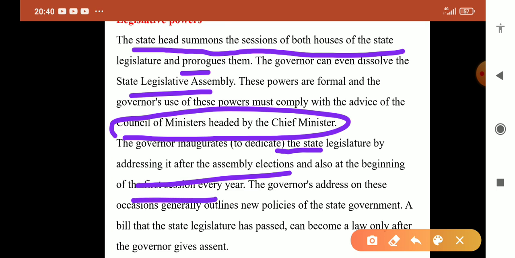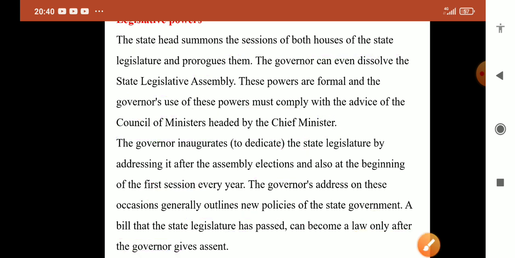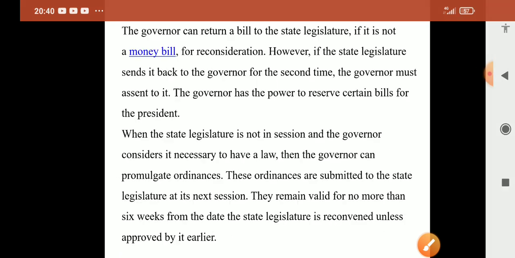The governor's address on these occasions generally outlines new policies, what new policies the state government has brought, and a bill that the state legislature has passed can become law only after his assent. So these are all the provisions. He addresses the first session every year and after the election also, and a bill can become law only if it is given assent by the governor.